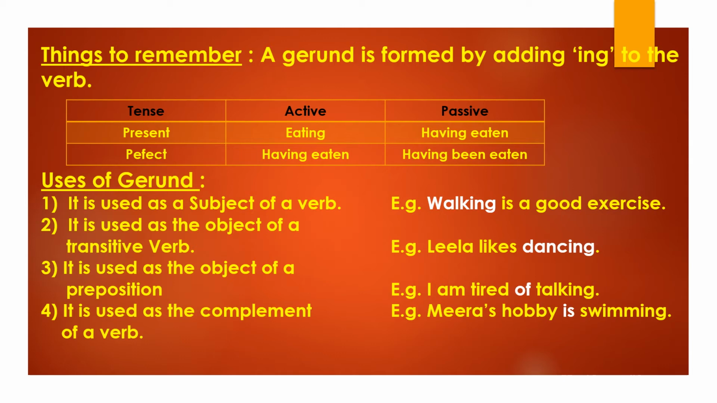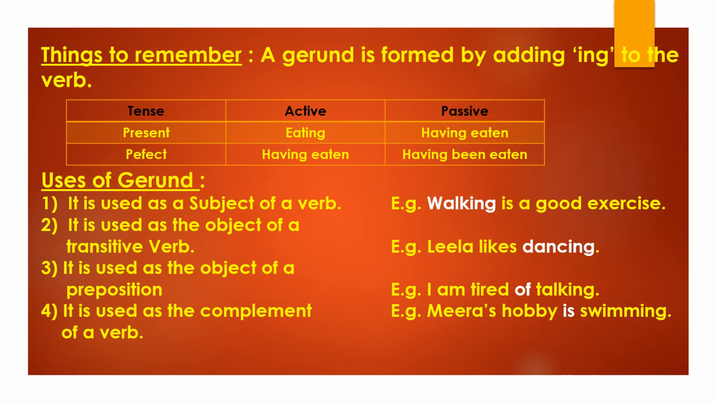Now third one, it is used as the object of a preposition. Remember, it is also used after the preposition. Look here, example: I am tired of. Of is a preposition, and what is the object of the preposition? That is talking. I am tired of talking. So here, wherever you see an ing word, that is all gerund.